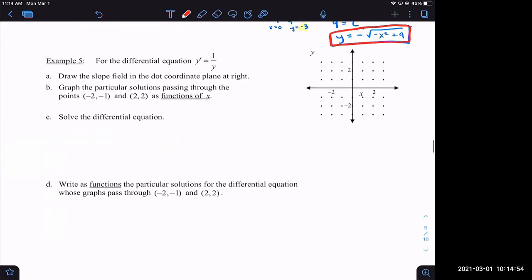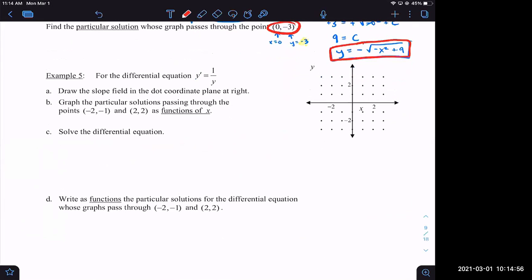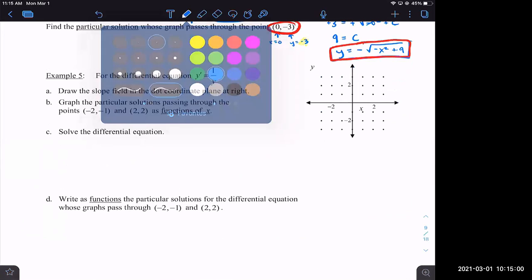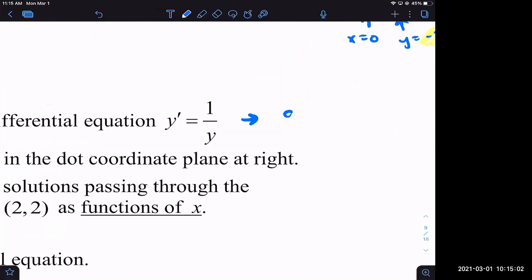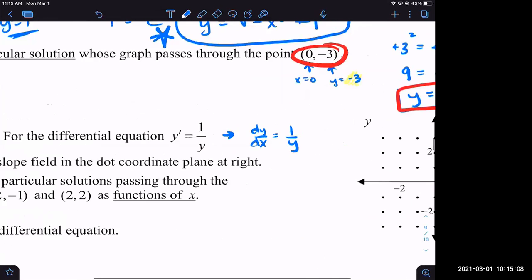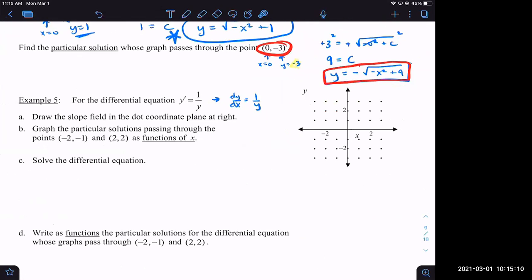All right, on example 5, the first thing that bothers me is they wrote y prime and not dy/dx. If it doesn't bother you, you don't necessarily have to change it for the slope field, but you do for the separation of variables. So I'm just going to rewrite it. Really it's telling us dy/dx equals 1 over y. The first thing that stands out to me about this derivative is it only depends on one variable. It only depends on y, not x and y. That's going to make it easier. That means if I choose any time, well, what happens when y is 0?